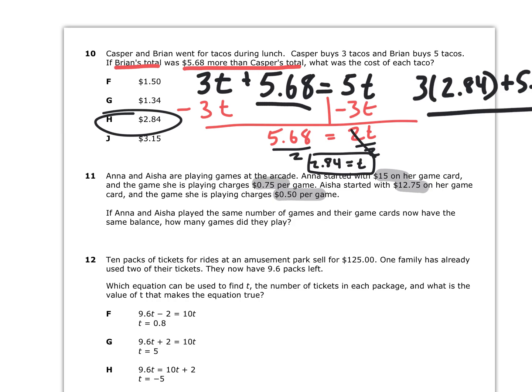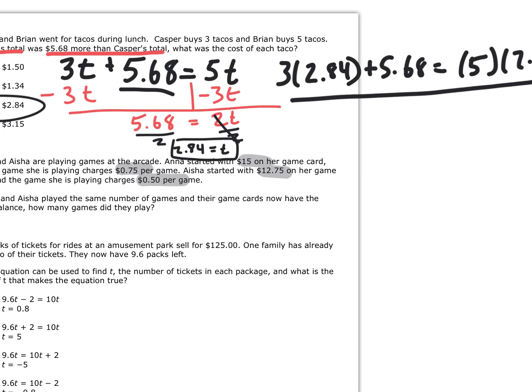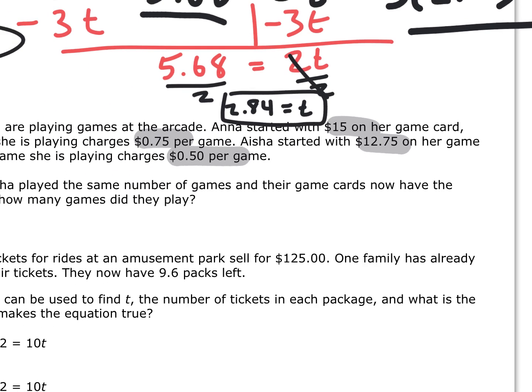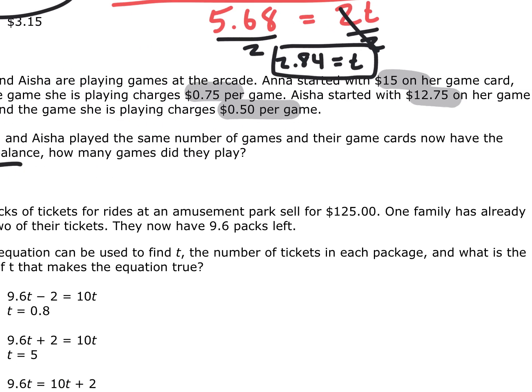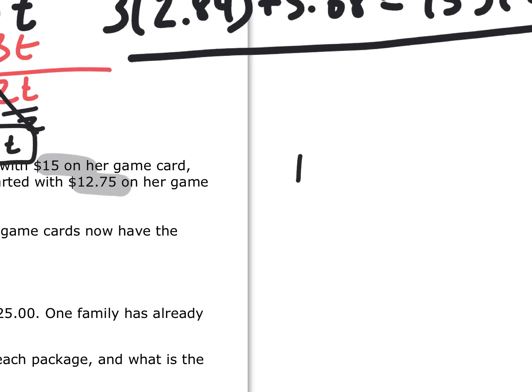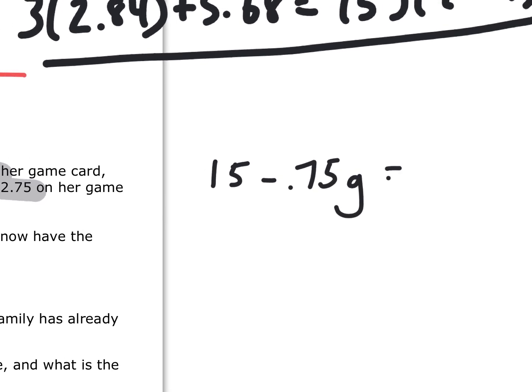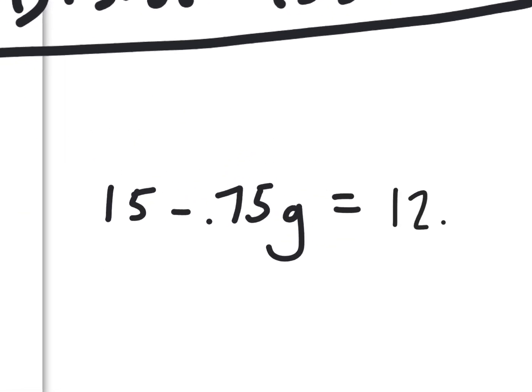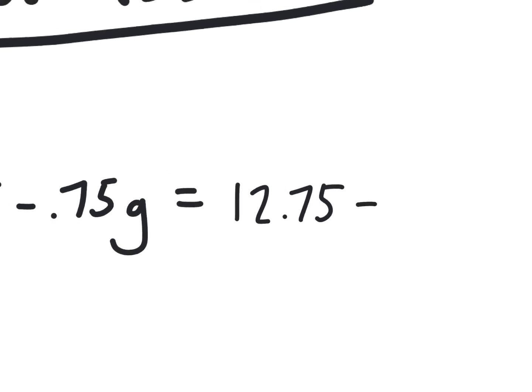So once again, this is a problem where we just need to write them down and set them equal, because it says that same balance. So that's what I'm looking for. So 15 minus 0.75 per game. Why am I subtracting? Because when you play a game, you're spending money. You're losing that value. And then $12.75 minus 50 cents per game.